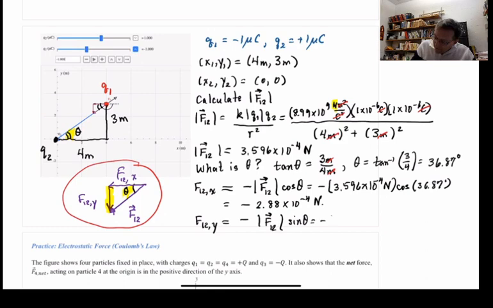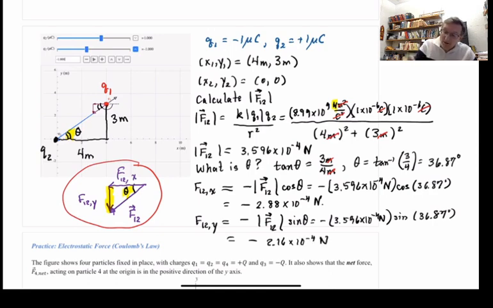So I take negative 3.596 times 10 to the minus 4 newtons times the sine of 36.87, and I get negative 2.16 times 10 to the minus 4 newtons. So this is the kind of thing we have to be able to do.